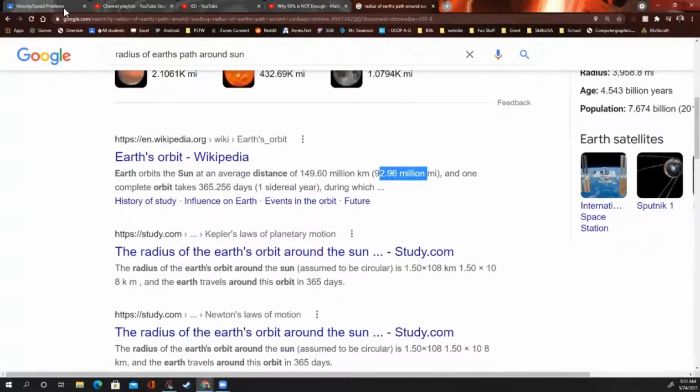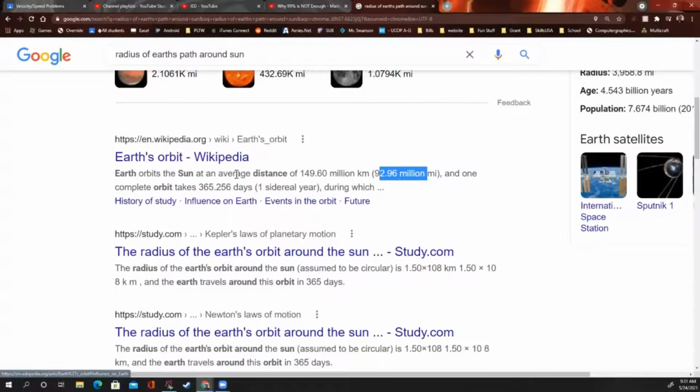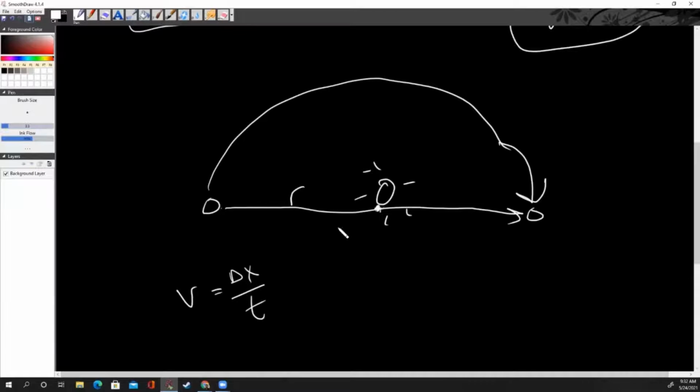Well, the cool thing is that I did give you the answer. So we're in meters per second. So we need to find out how many meters it is. So look up here, and we got 149.6 million kilometers. Let's go back here. 149.6 million kilometers. So how many meters is that? Okay, kilometers. So let's just figure out how many meters this is first.